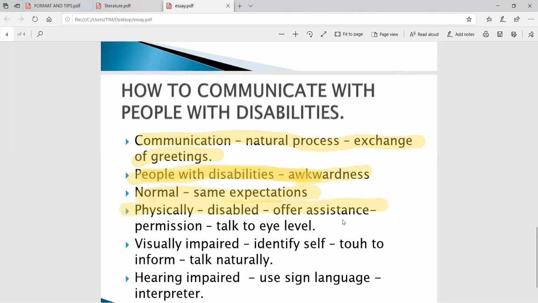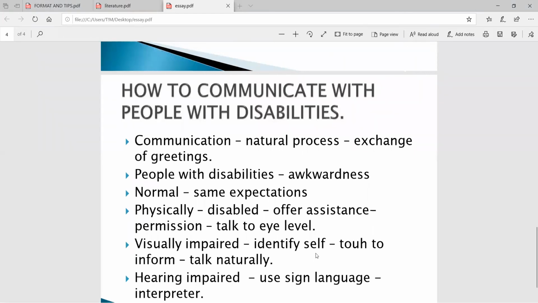Okay, we exchange greetings, it's a natural process. That's how you do the first line. And all these points you have to use, right? And then you give more examples. Okay, so how are you going to explain your second point? People with disabilities, awkwardness, normal, same expectation.